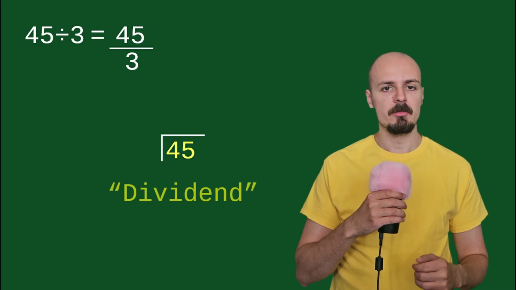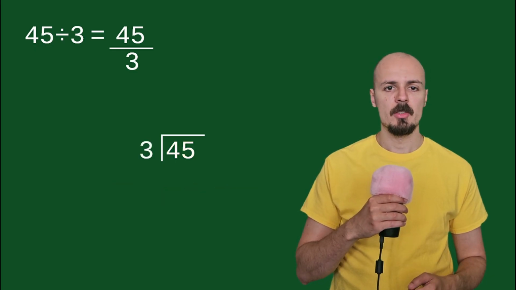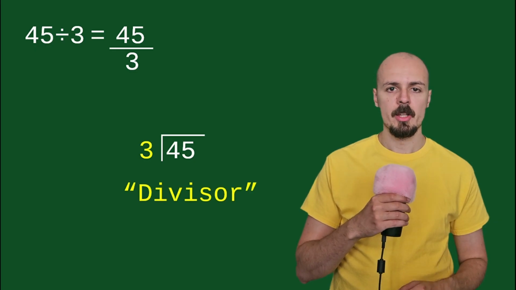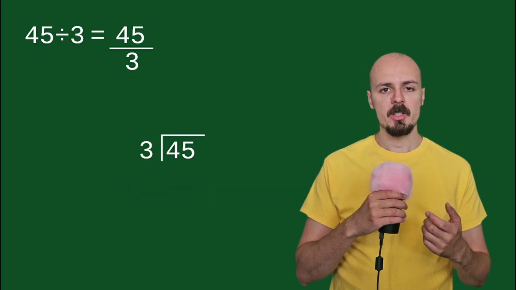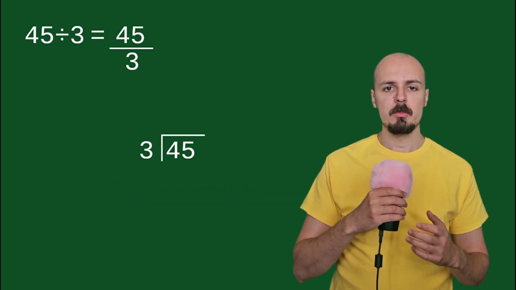This is called the dividend. And the number we're dividing by goes on the outside. This is called the divisor. The answer we get will go on the top here. That's what we call the quotient. So, how do we begin?